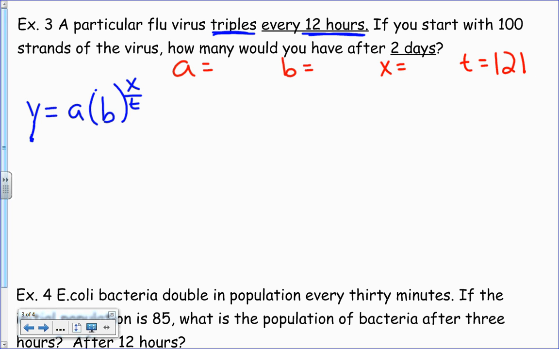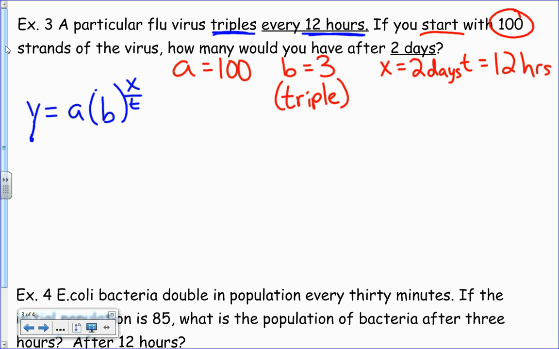My t value is 12 hours because that's the time it takes to repeat. Now, the repetition that's occurring is triple. So the b value, which is your growth or decay, is 3 because triple means to multiply by 3. Go to the next sentence. If you start with 100 strands of the virus, start with 100. It means A, or the initial value, is 100. How many would be left after 2 days? 2 days is the total amount of time. So that's your x value.